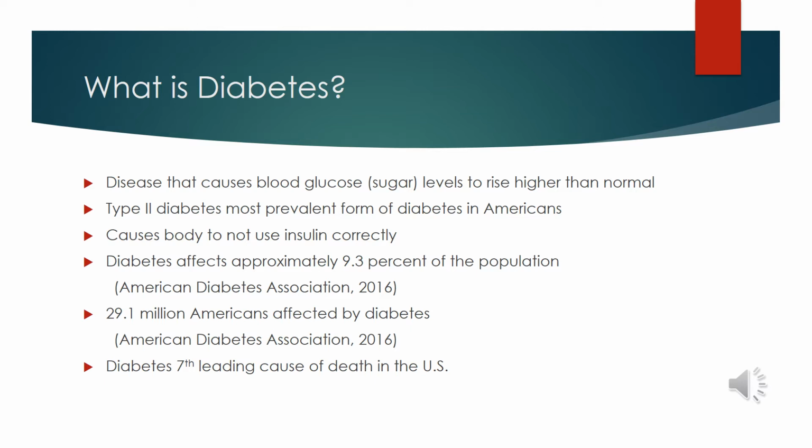Diabetes is a disease that affects many Americans, approximately 9.3% of the population, and 10.3% of adults 20 years and older. This equates to an astounding 29.1 million Americans. Of this 29.1 million, 21 million were diagnosed, leaving 8.1 million undiagnosed. An alarming 1.4 million Americans are diagnosed with diabetes each year.